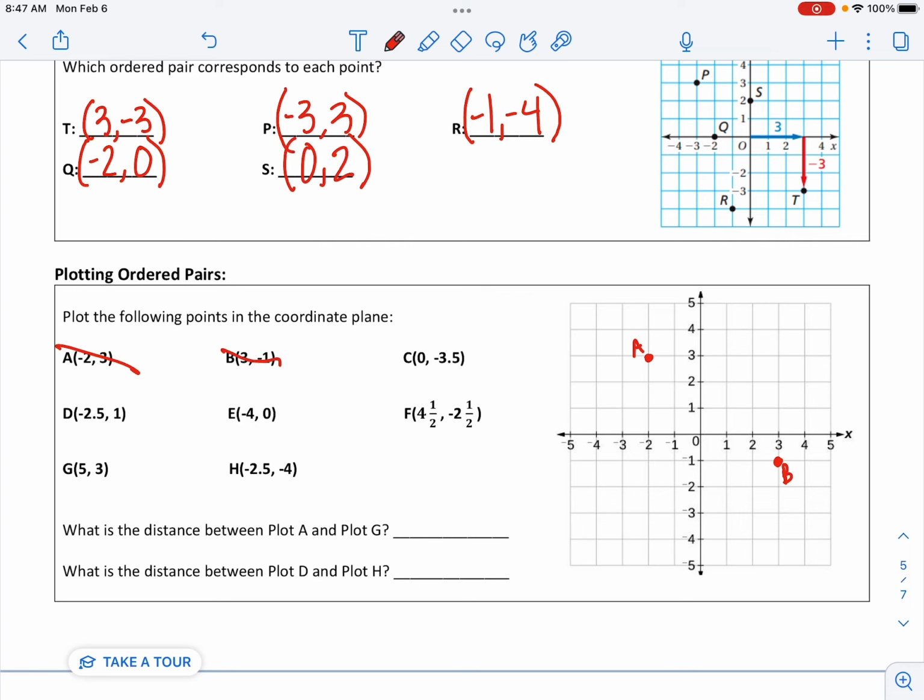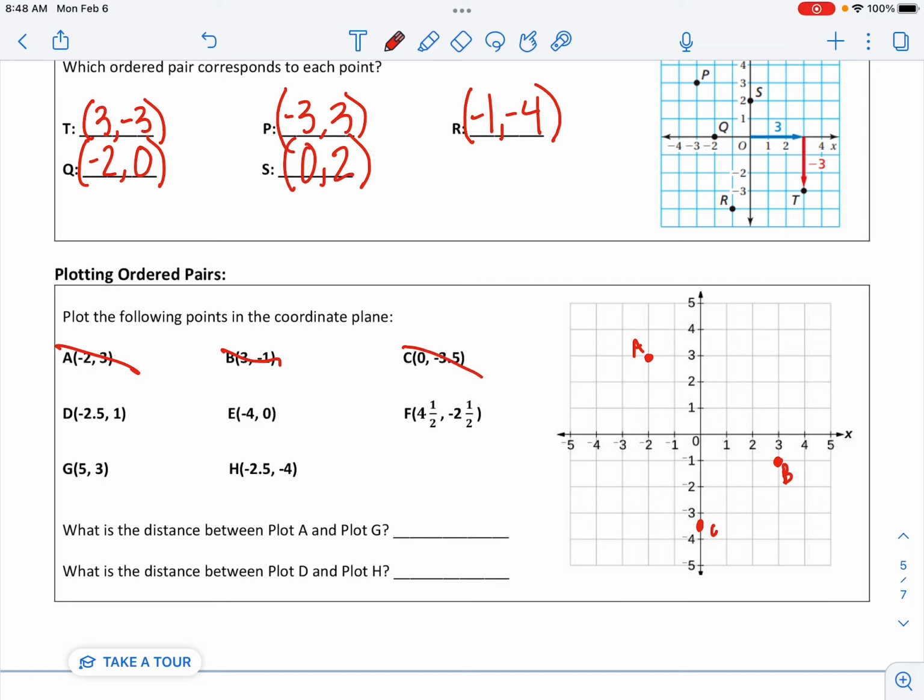Okay, cross it off. And then C, so this one's a trickier one because it has the 0, but all that means is that we don't go right or left at all. We're going to the right or left 0 times, so we stay on that y-axis, and we go down 3.5, okay, because it's a negative, so we go down instead of going up. And I know negative 3.5 is right in between 3 and 4, so I'm going to plot my dot right there, and that's C. So we went 0 to the right or left, and then we went down negative 3.5.